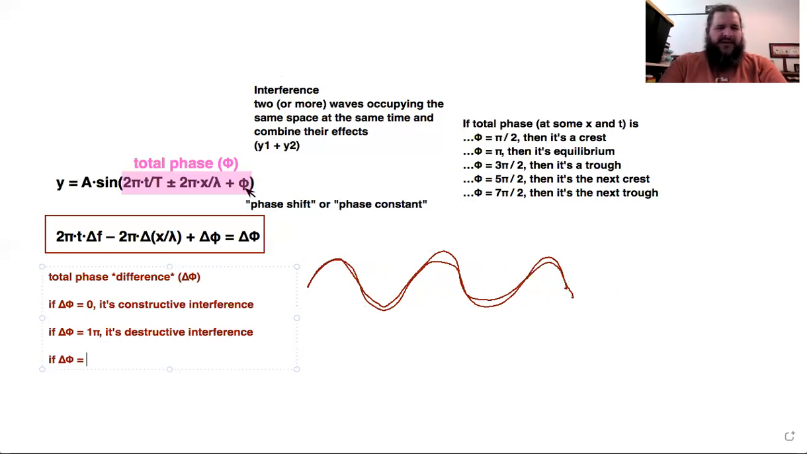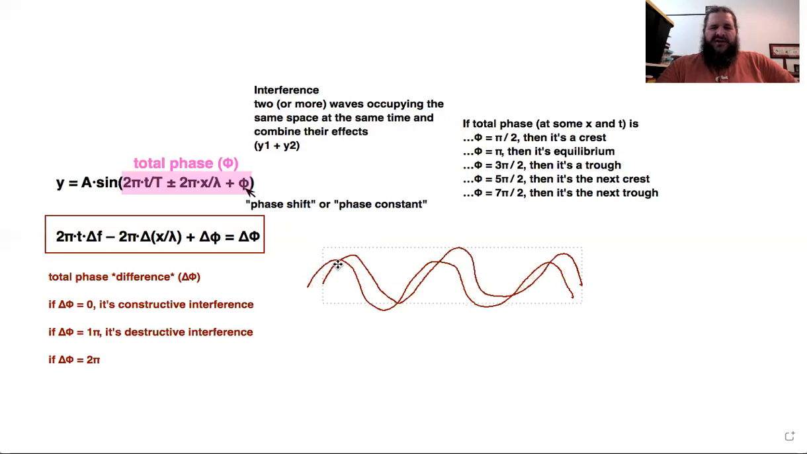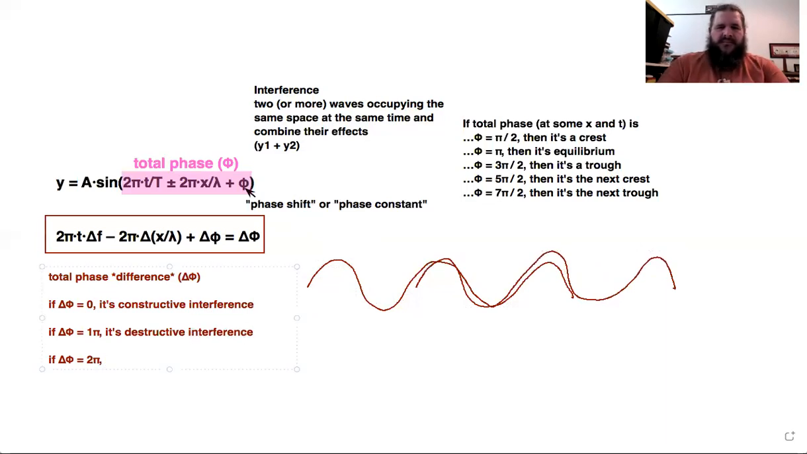If delta total phase equals 2 pi. 2 pi means how much of a cycle? Yeah, one whole cycle. And if we shift this exactly one whole cycle, so we take one of the waves, let's say we leave one of the waves where it is, but the other one we shift exactly one whole cycle. Now what kind of interference is that? Right, it's constructive again.